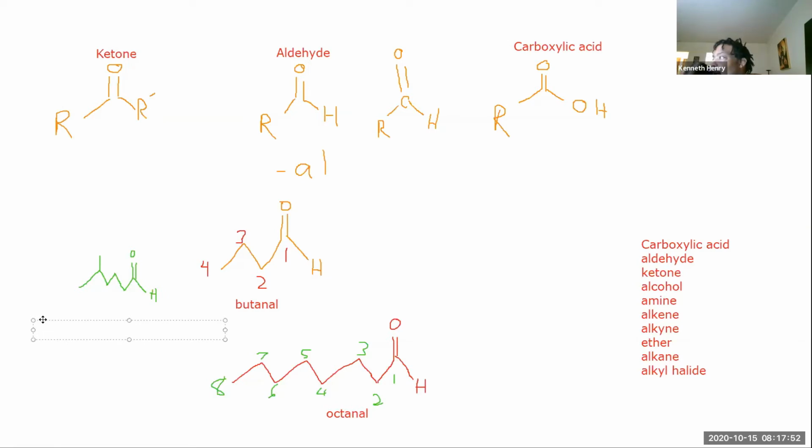So what is the longest chain? 6, because that one connects to the H. So 1, 2, this is the H, so that's 2. This is 3. This is 4. This is 5. This is 6. This is a side chain, right? Okay, so how will we name this?